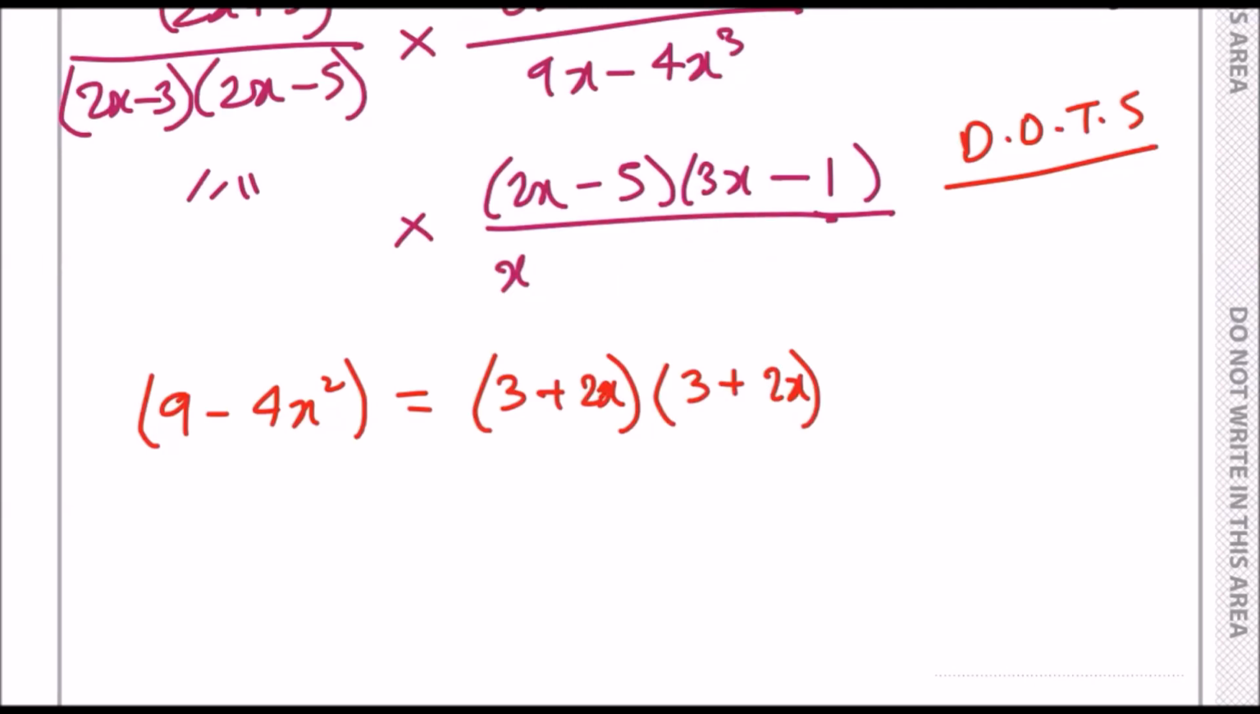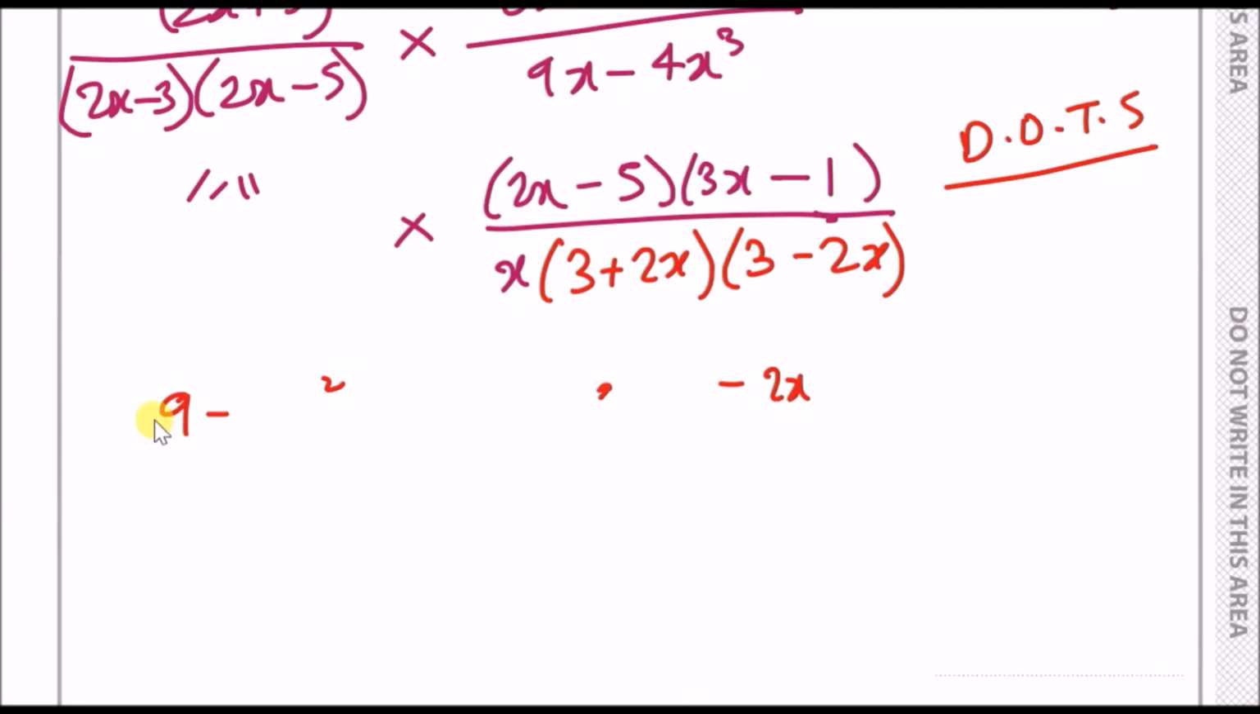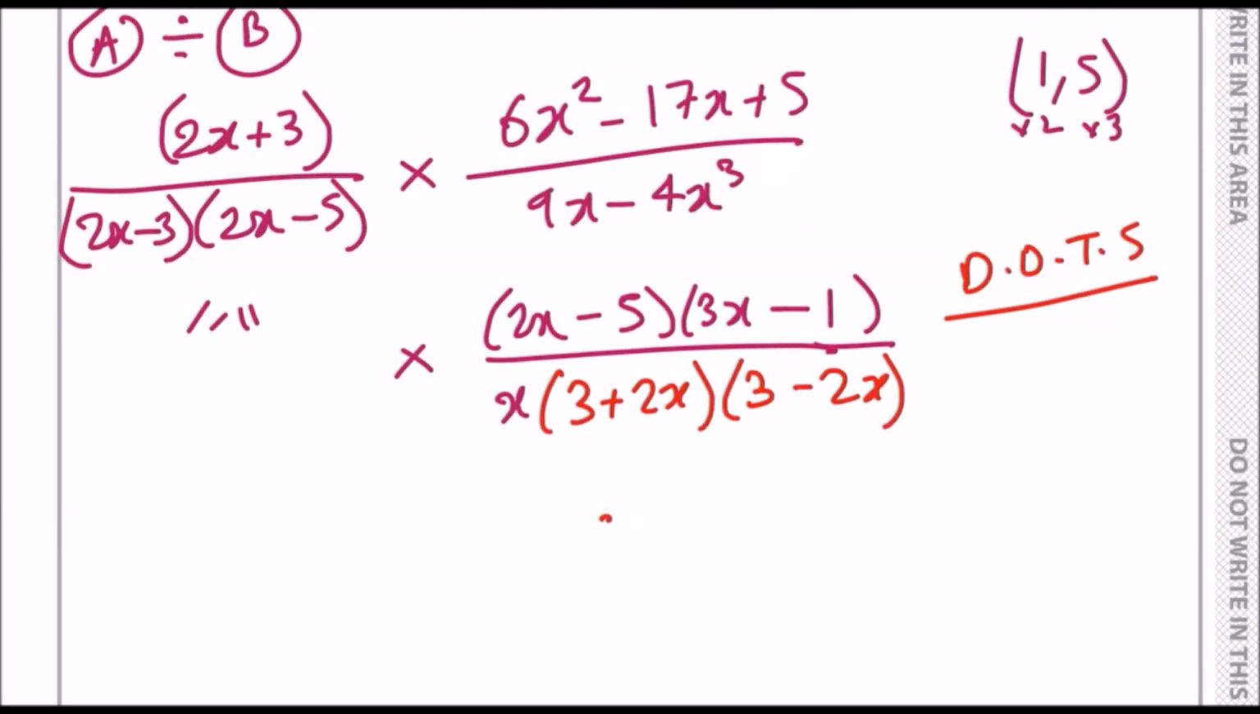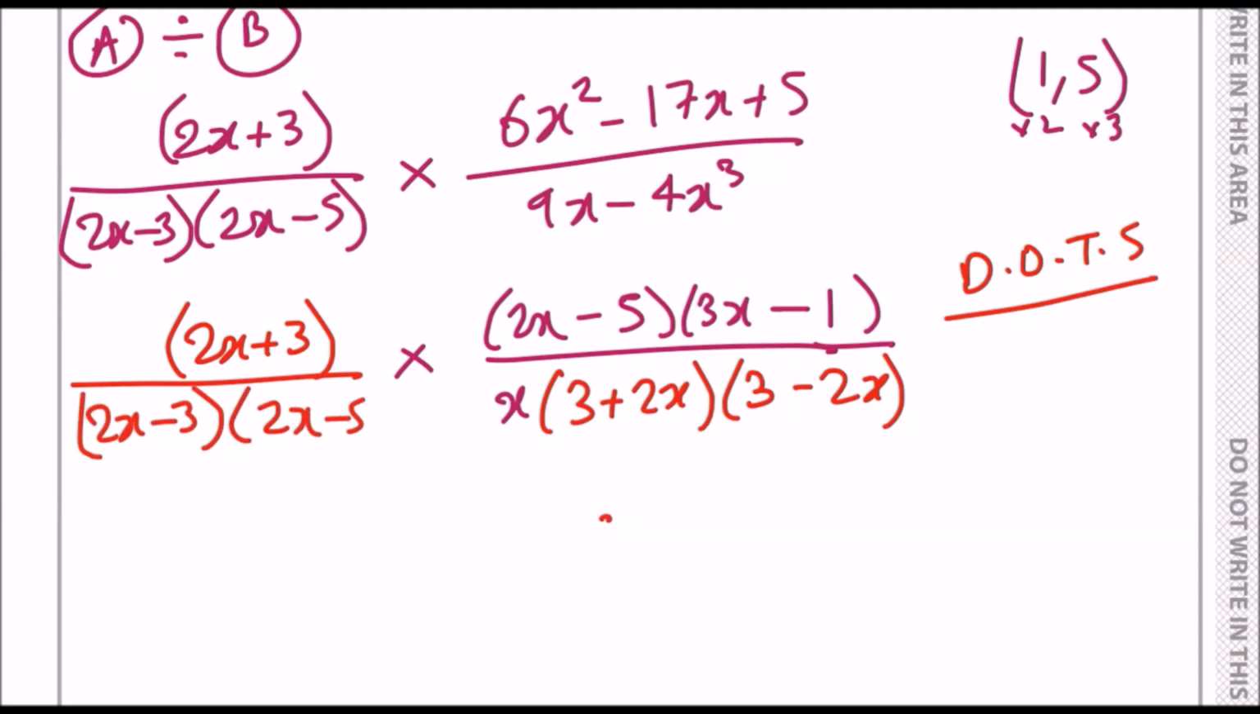So replacing all of this one, we're going to now have 3 plus 2x and 3 minus 2x. All right, not bad, almost done. Just get rid of this for a second. Okay, so now what we could do, I guess we can just copy this back here. Now we're going to see what's next. We're going to have 2x plus 3, we're going to have over 2x minus 3 and then 2x minus 5.